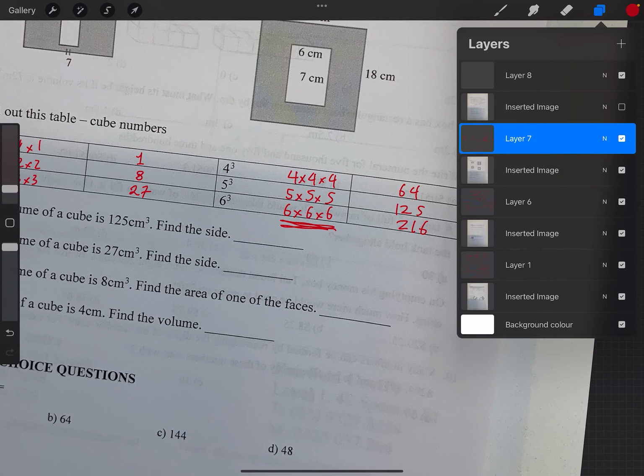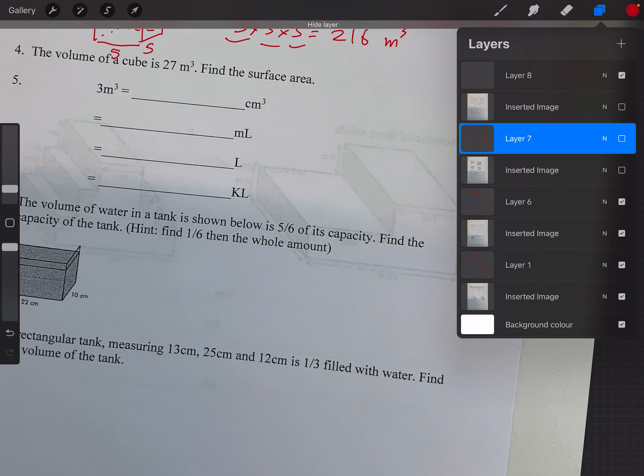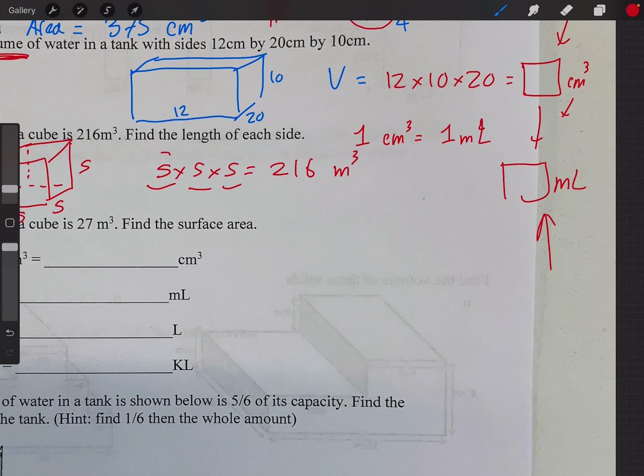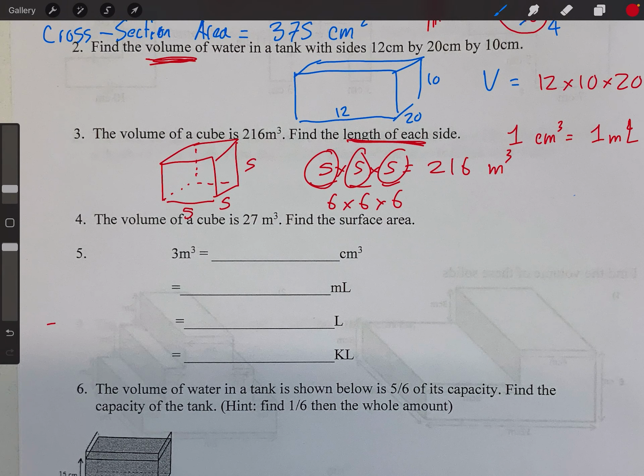So go back to the previous question. What 3 numbers multiply together to give me 216? That must be 6 times 6 times 6. So it says find the length of each side. That means that each side must be 6. So we can rub this out and put the answer here, 6, 6 and 6. There you go. Now question 4 says the volume of a cube is 27 meters cubed.